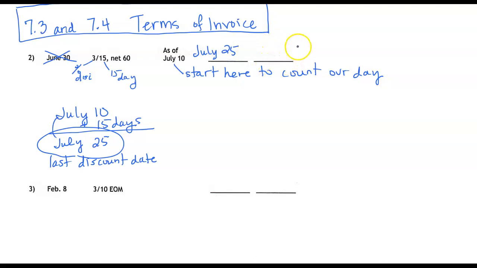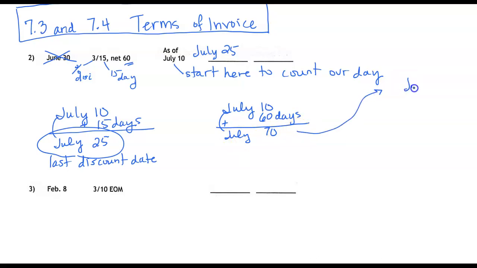The second date we're being asked to calculate is the net payment due date, when your bill is due. We're going to start again at July 10th, and this says we're going to add 60 days. Keep that month of July. And that gives us July 70th. We know that July 70th does not appear in a calendar. So I'm going to go over here where I have a little space and write July 70th.